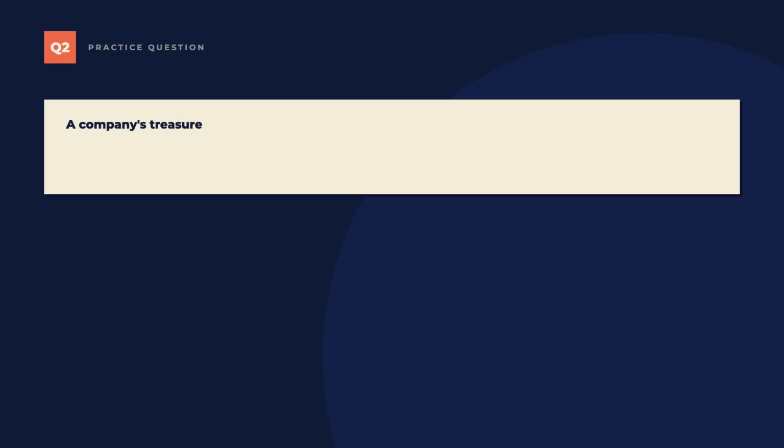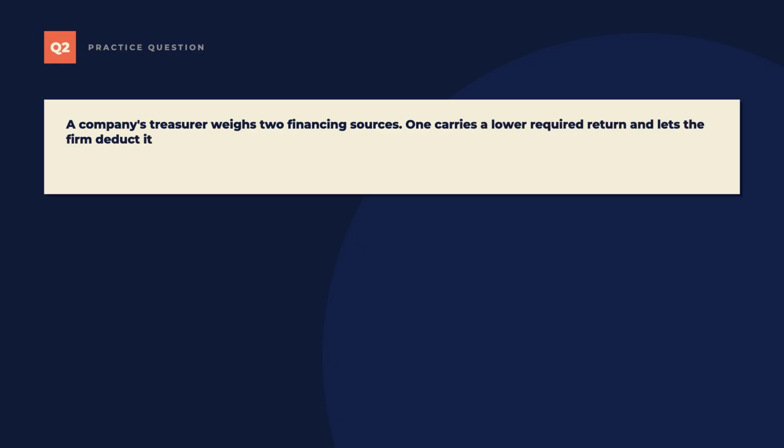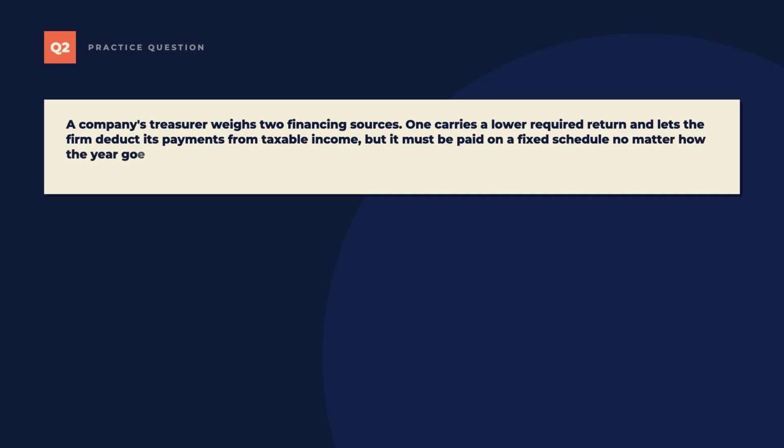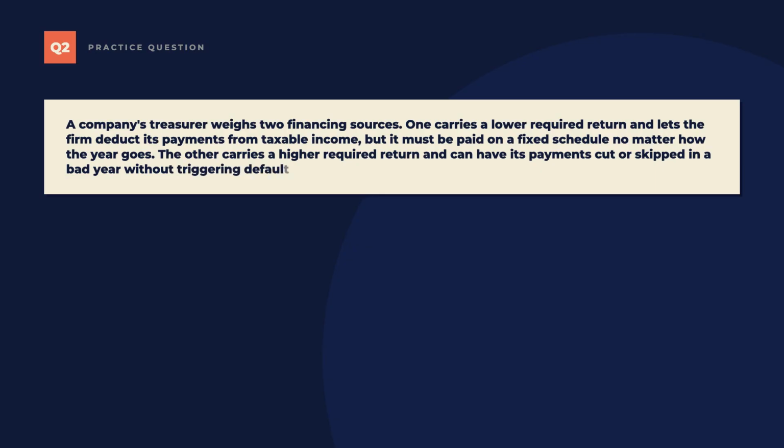Question 2. A company's treasurer weighs two financing sources. One carries a lower required return and lets the firm deduct its payments from taxable income, but it must be paid on a fixed schedule no matter how the year goes. The other carries a higher required return and can have its payments cut or skipped in a bad year without triggering default. Which statement correctly identifies these two sources?